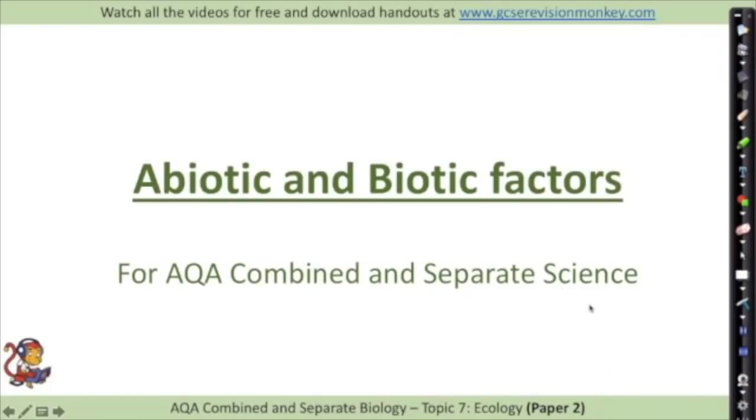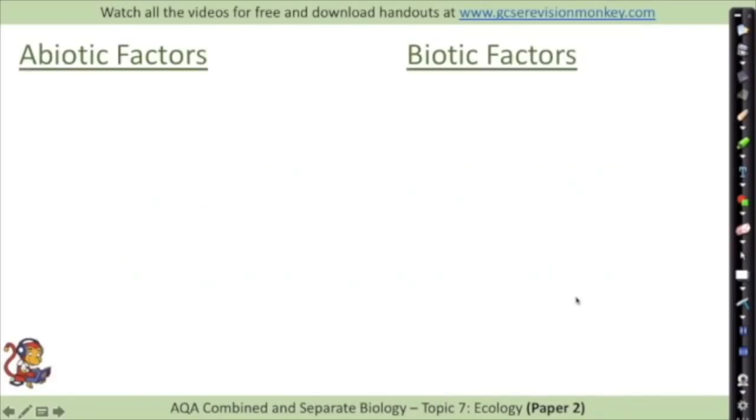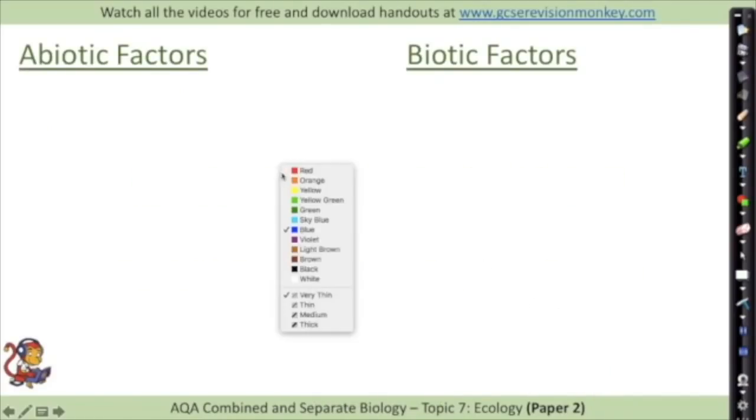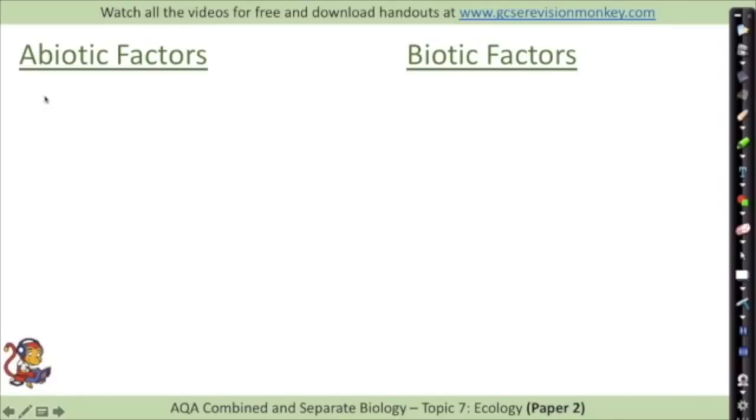We're now going to look at abiotic and biotic factors. Abiotic factors are anything that is non-living, and biotic factors are living factors. Just like biology is the study of living organisms, bio is anything that is living.